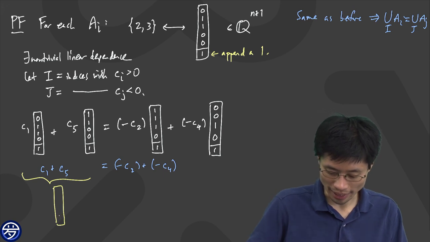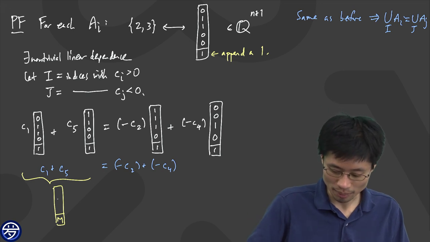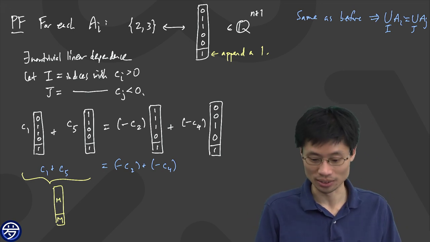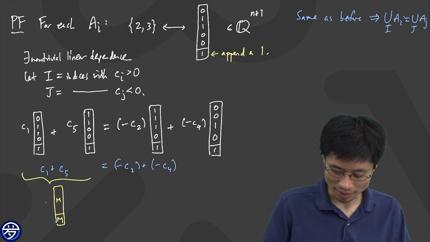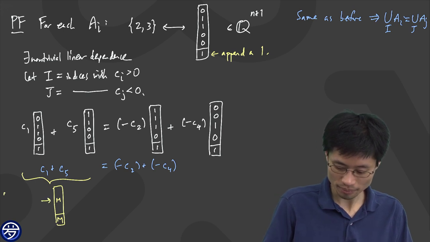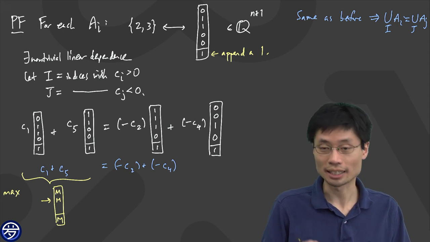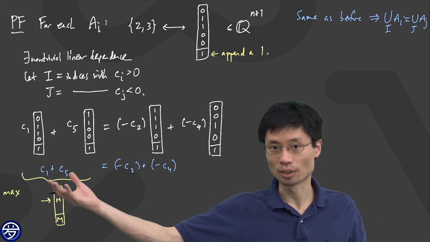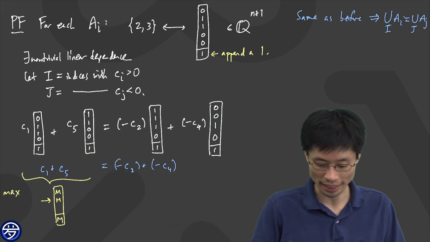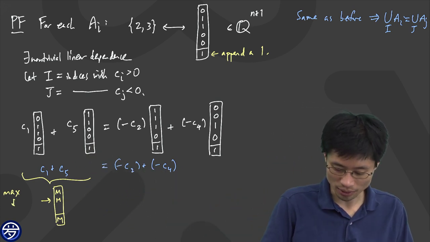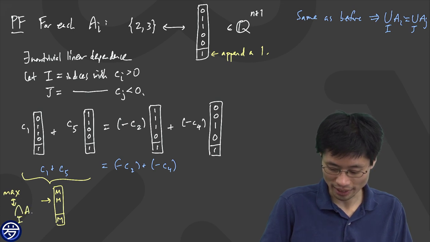Maybe I'll call that M for max. The bottom is of course going to have a max, but there's going to be somewhere else here which has a max too. And the max entry, there could be multiple maxes, let me make that clear. The max entries are going to correspond to the intersection of the sets. Max is corresponding to the intersection over I of A_I.